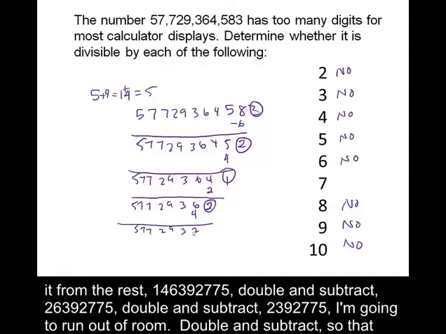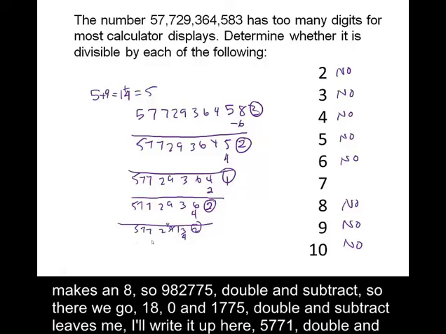I'm going to run out of room. Double and subtract. So that makes an 8 and a 9, so 9, 8, 2, 7, 7, 5. Double and subtract. Oh, there we go. 18, 0, and 1, 7, 7, 5. Double and subtract leaves me, I'll write it up here.